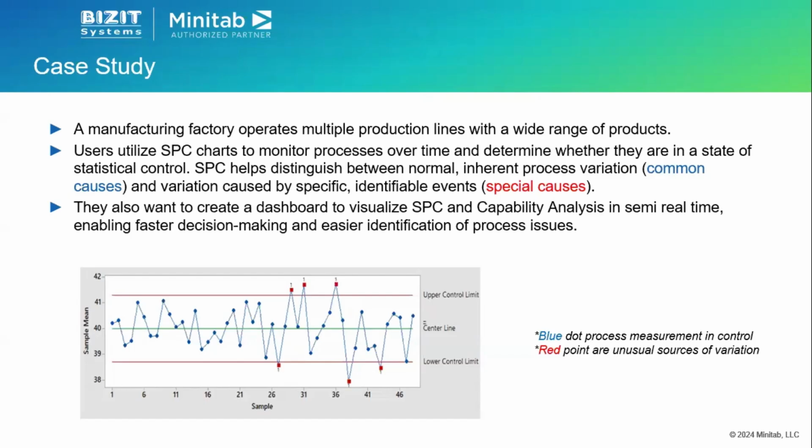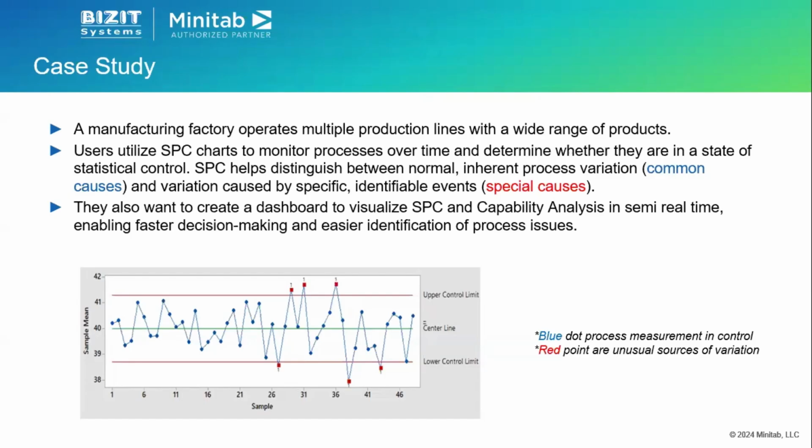If all the points stay within the control limits and show no unusual patterns, the process is considered stable, or in control. If the points fall outside of the limits or show non-random patterns like a trend, hugging the center line, or a shift or run, it means that special cause variation, something specific, happened to disturb the process.